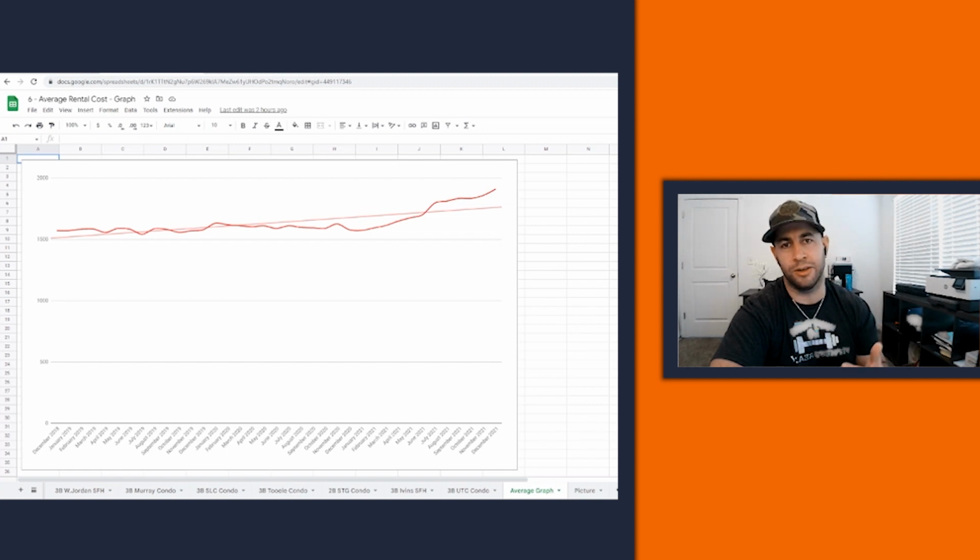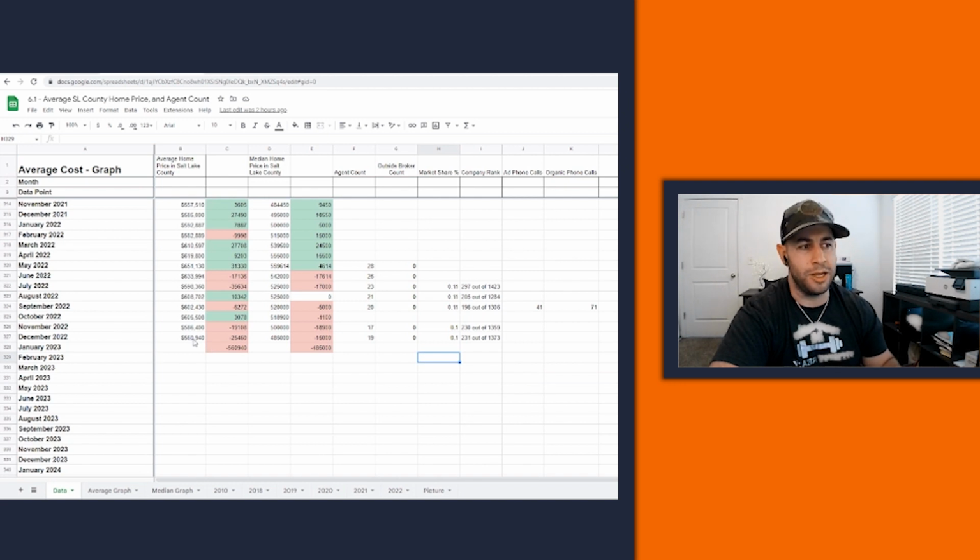So if you want to get into a house, let me know. All right, I'm off my soapbox about that. Boom, rent's over. Now let's talk about the average home price.